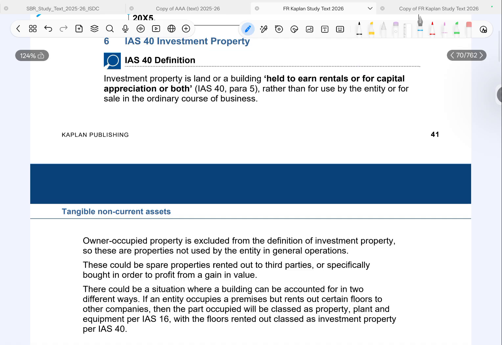So let's move on to IAS 40, the investment property. This part even I feel is a bit tricky, so let's focus on this part. First we'll read the definition. IAS 40 states that investment property is land or building held to earn rentals or for capital appreciation or both, rather than for use by the entity or for sale in the ordinary course of business.